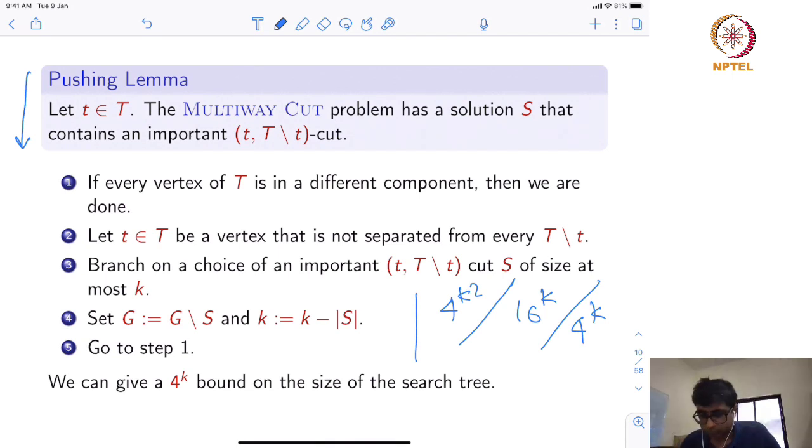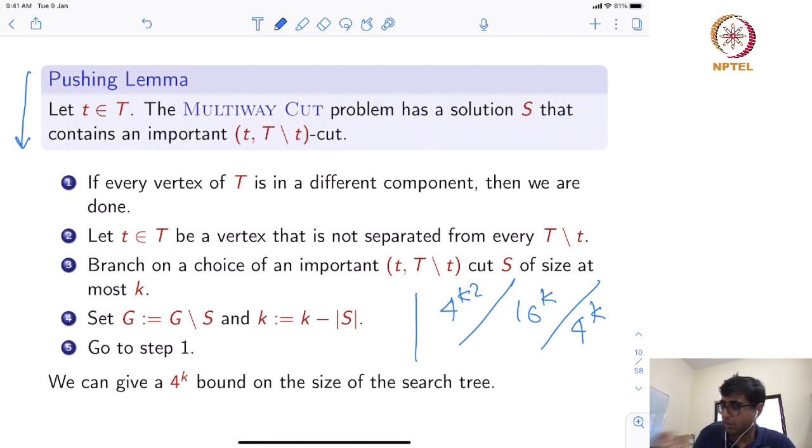It says that look at any solution. It definitely disconnects t from all other terminals by some set of minimal cuts, which is contained inside my solution. But what we showed is that it is not any minimal cut, but we can find a solution where this minimal cut can be replaced by one of the important t minus t cuts. The moment we got this very interesting algorithm that basically said, if every vertex t is in a different component, then you are done. Else, you pick up a vertex which is not separated from the vertices in t minus t, you enumerate one of the important cuts of size at most k, delete this and recurse with a new parameter k minus the cardinality of the set.